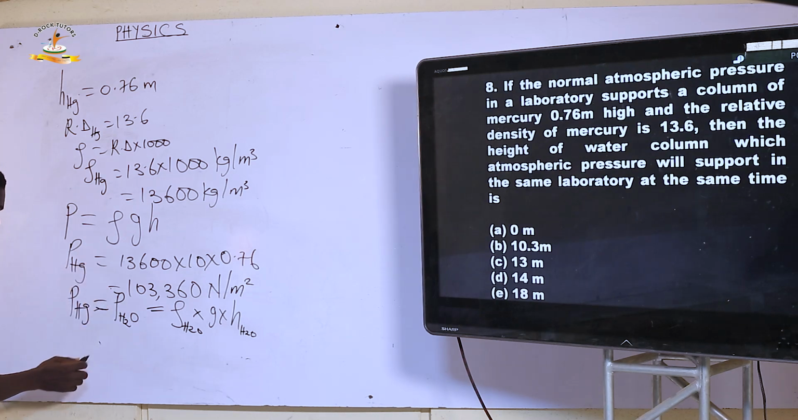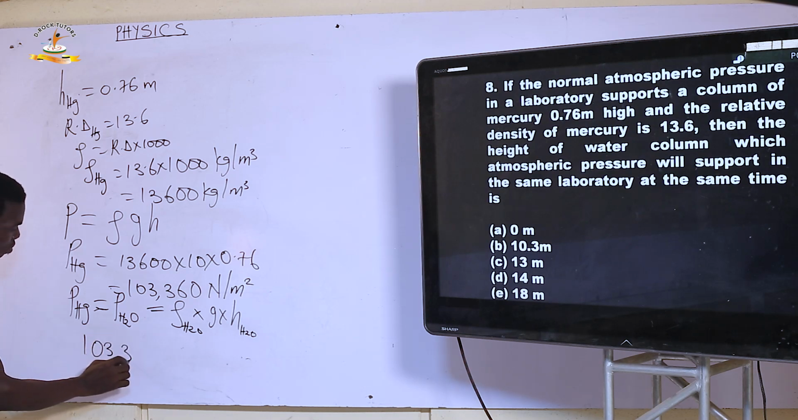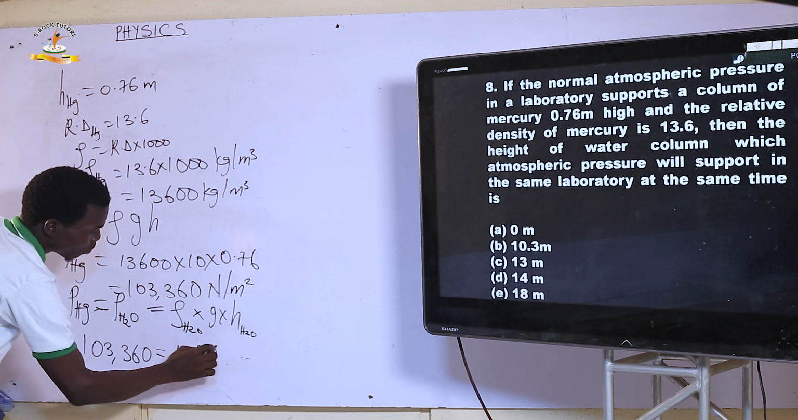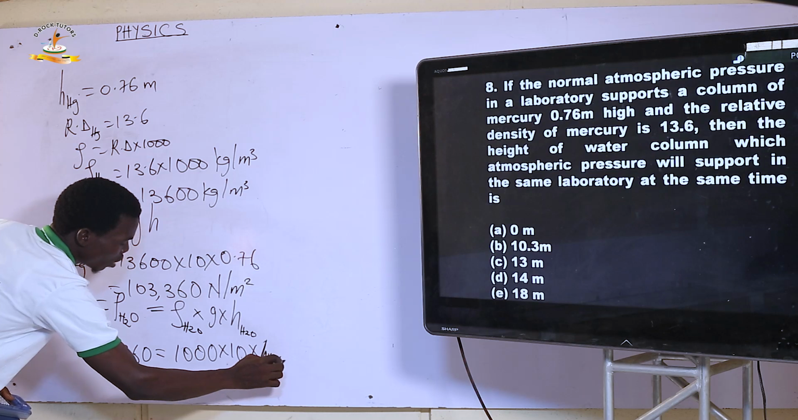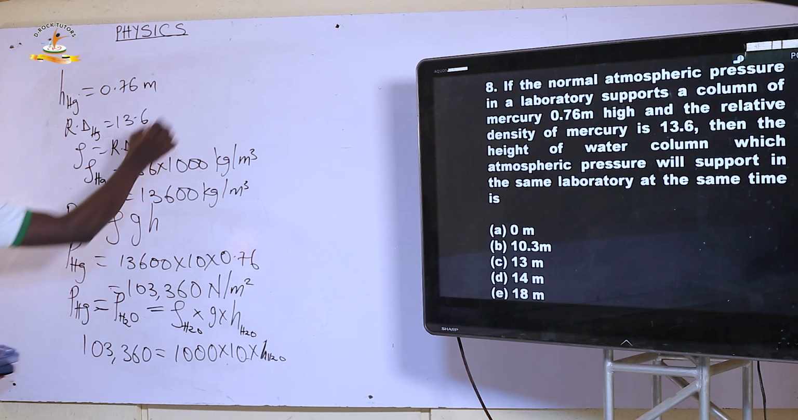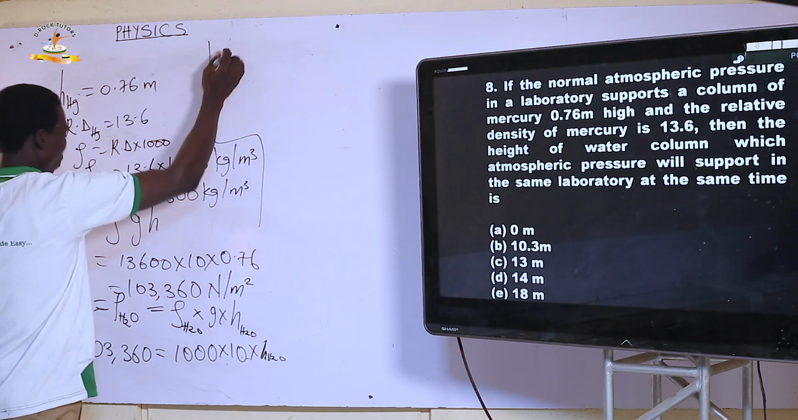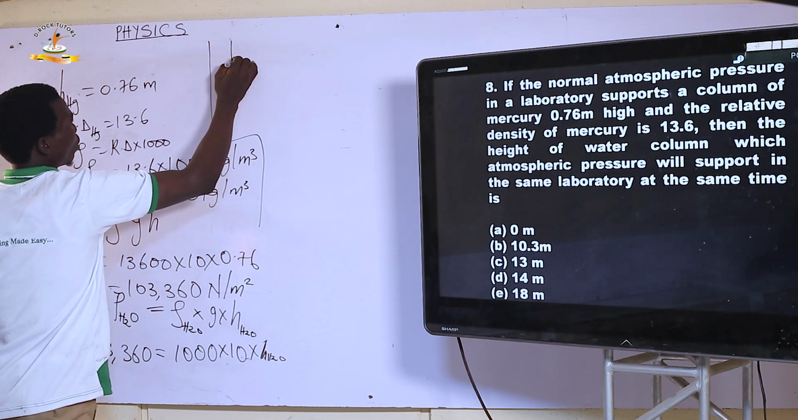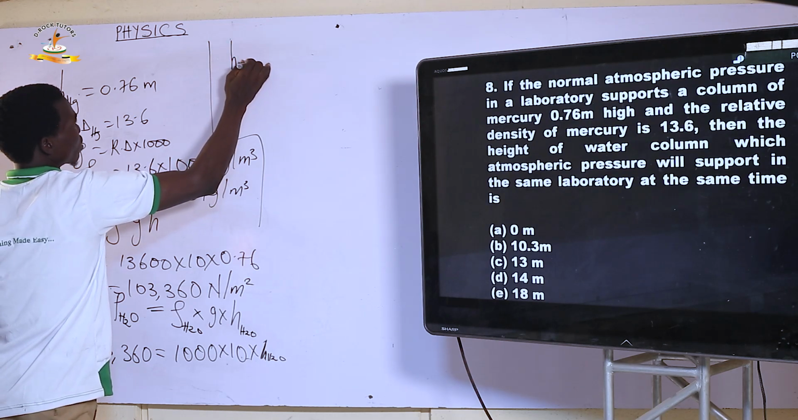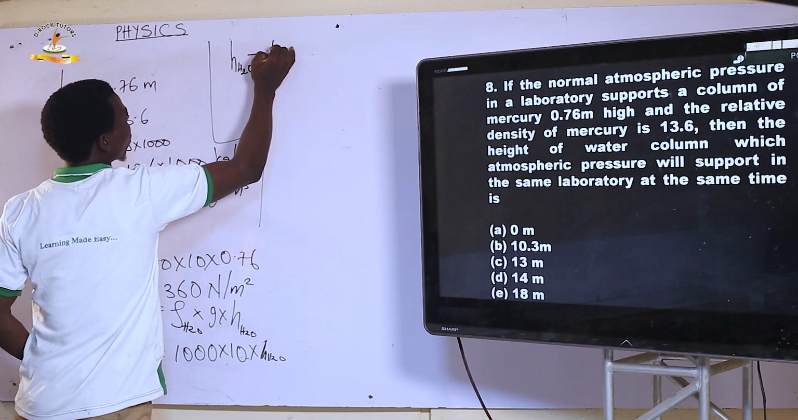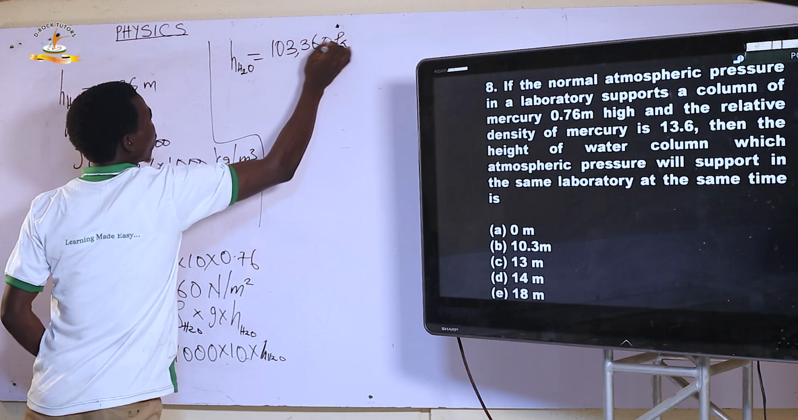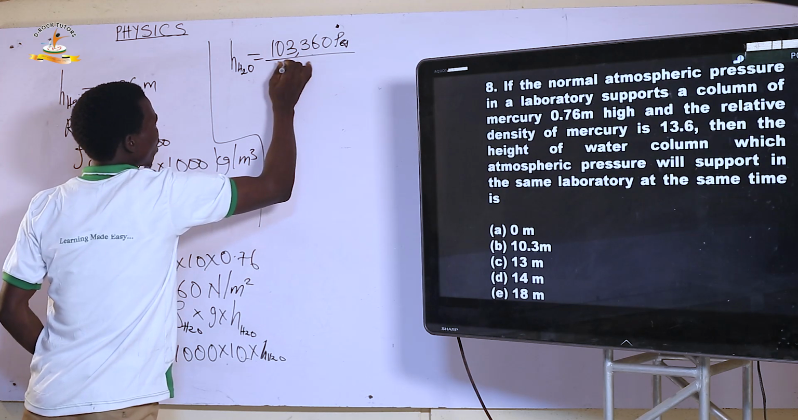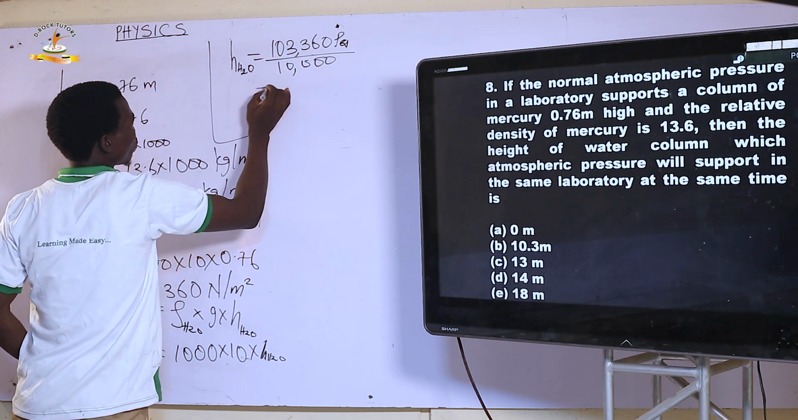So we're saying that 103,360 equals density of water, which is 1000, multiplied by 10 multiplied by the height of H2O. And this means that the height of water is going to be the pressure, 103,360 Pascal, all over 10,000, and this is going to give you what?